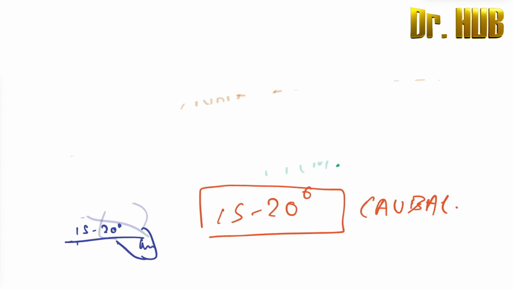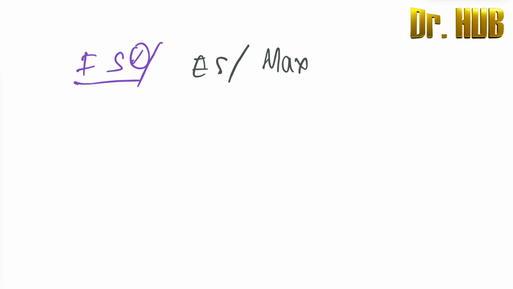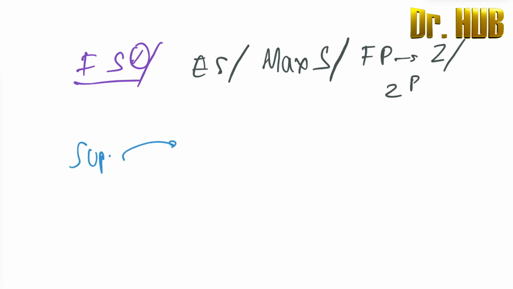Next, what are the structures seen in the Caldwell's view? The frontal sinus is most commonly seen and is seen best. Then come the ethmoidal sinus, the maxillary sinus, the frontal process of the zygoma, the zygomatic process, then the frontal bone and the superior margin of the orbit.